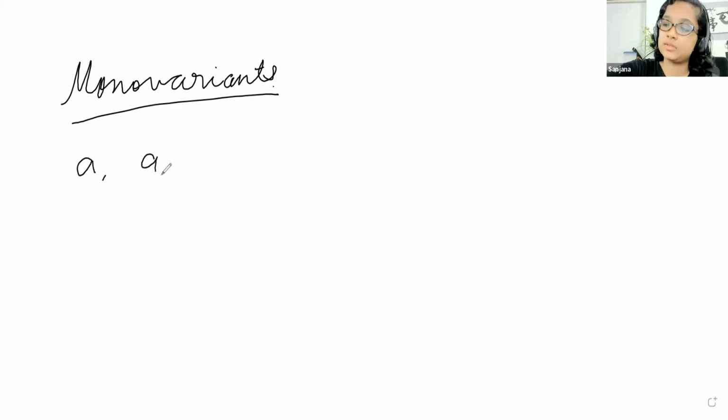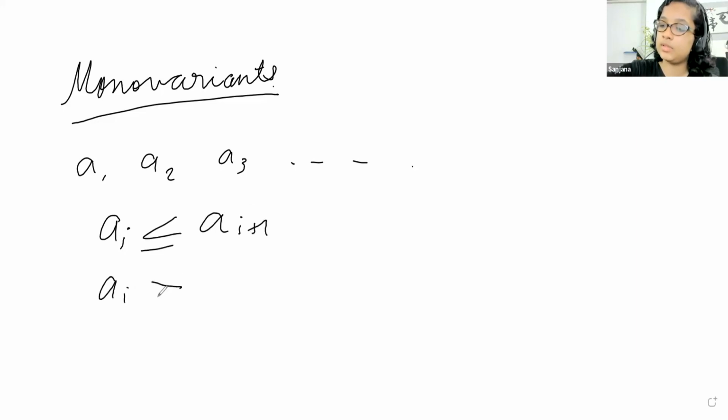Suppose you have a sequence of things A1, A2, A3, and this A is your monovariant. Then you can have A_i less than or equal to A_(i+1), or A_i greater than or equal to A_(i+1). This is the general thing, so it's either not increasing or not decreasing. But you can also have special cases, like when it's strictly increasing or strictly decreasing, and you can use those special cases in proving things in problems.